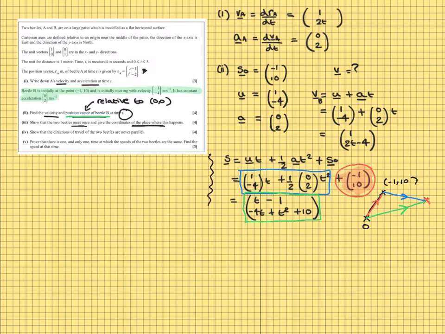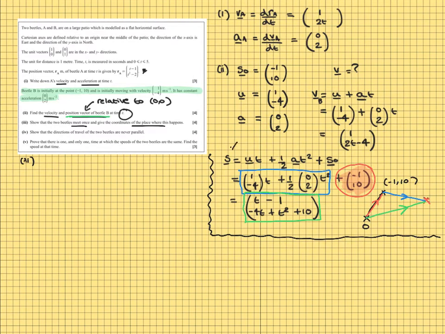So I'm just going to cordon off a little bit of space here so we can keep working on the same page and still see the question. So let's have a look at part 3. So if the beetles meet, they have to be at the same position.